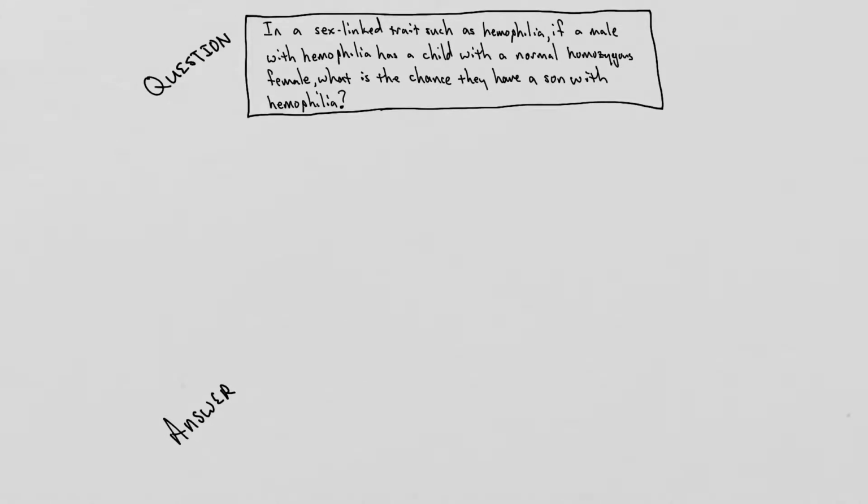Let's take a look at this particular question. It says, in a sex-linked trait such as hemophilia, if a male with hemophilia has a child with a normal homozygous female, what is the chance that they have a son with hemophilia? All right, so let's look at what our cross is. We have an X prime Y, so that is a male with hemophilia. And then we're going to cross that with an unaffected female. Okay, so that's what the problem says. We just get that information from the problem.